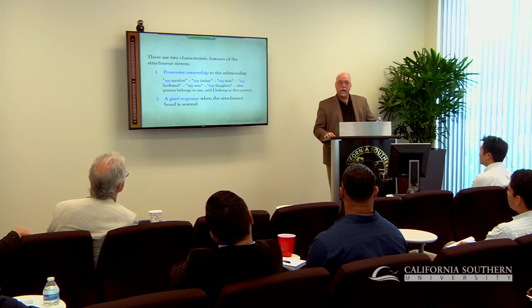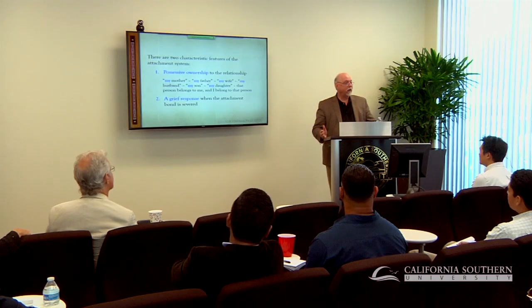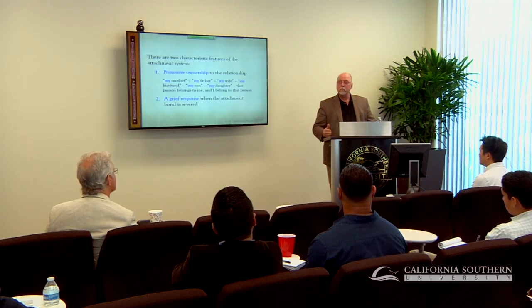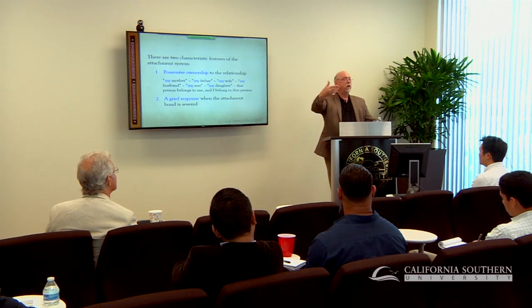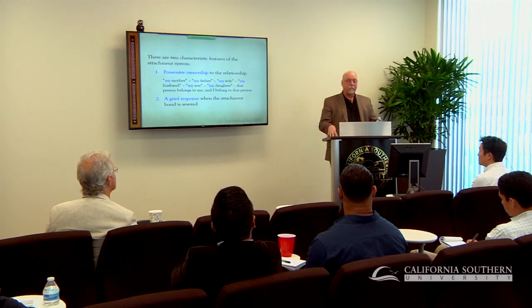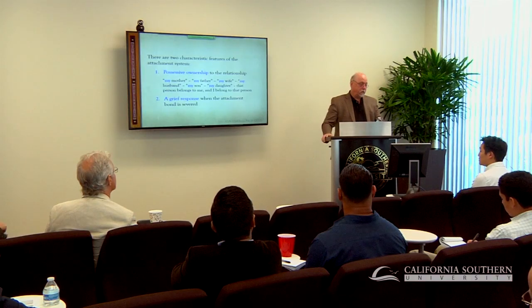What happens in parental alienation? The child is rejecting a parent. That doesn't happen. That's still my mother. And oftentimes it will take on the step-parent as my mom or my dad. That's not authentic to how the attachment system works. It doesn't happen. The second is the grief response that Mary Ainsworth referred to.